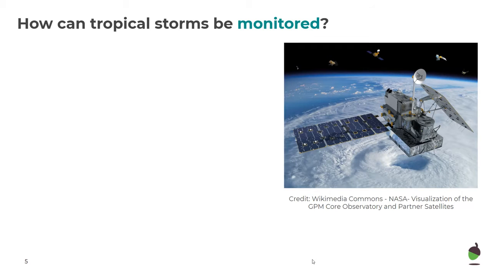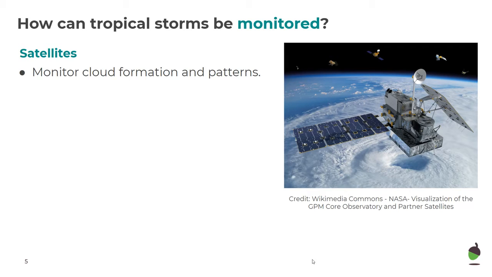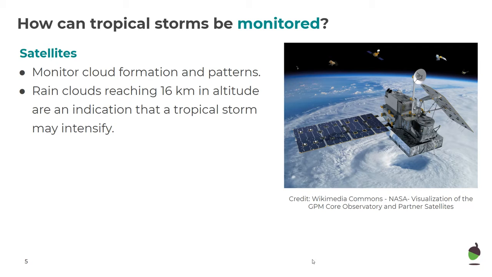So let's consider the first way that tropical storms can be monitored, and this is via satellites in space. Now, satellites monitor cloud formation and patterns. They're looking for clues that something might be about to change in the atmosphere, and therefore tropical storms may be looking to form or intensify. One of the clues they look for is this. Rain clouds reaching 16 kilometres in altitude are an indication or a clue that a tropical storm may intensify. This allows us to give warning to people that may be in its path, just to let them know that it's time to prepare and get ready for a potential tropical storm.